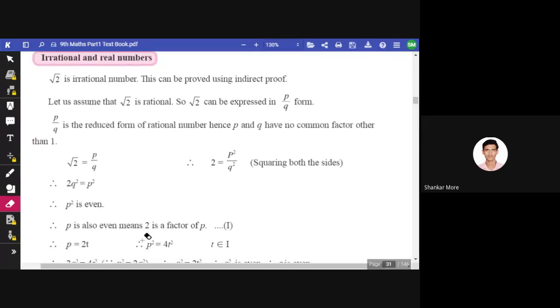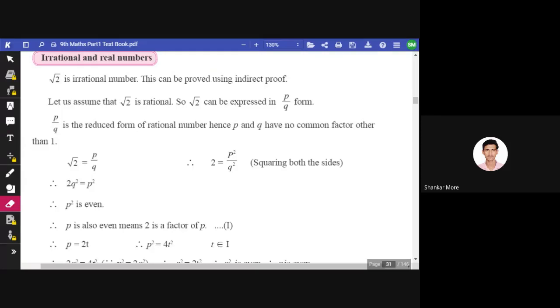So our next topic is irrational and rational numbers. So square root of 2 is an irrational number. This can be proved using indirect proof. Now let's assume that square root of 2 is not rational. Okay, अभी sorry, अभी हमें क्या प्रूफ करना है कि square root of 2 is irrational, right? We want to prove that. But what we are going to do, we are going to assume that square root of 2 is rational.